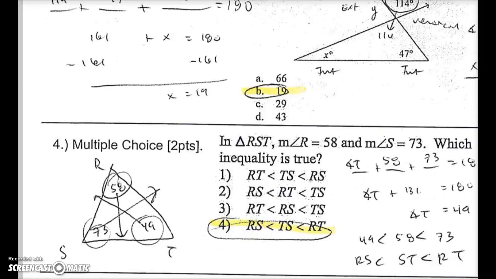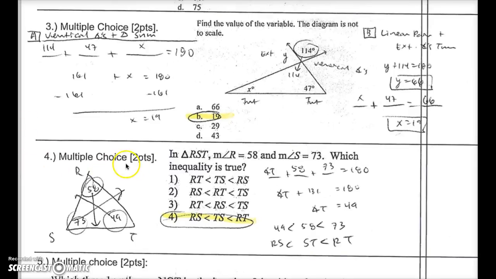All right, let's go ahead and try question number 4. Multiple choice, 2 points. In triangle RST, the measure of angle R is 58 degrees, and the measure of angle S is 73 degrees. Which inequality is true? Okay, so there is no picture, so go ahead and draw triangle RST.